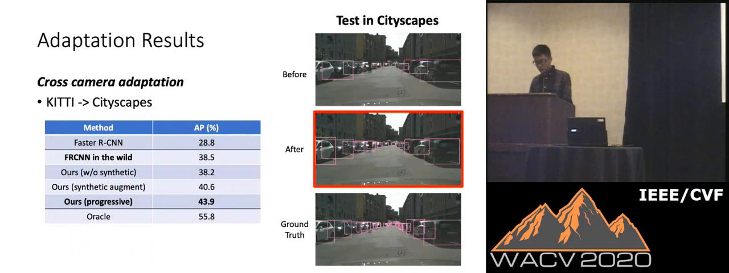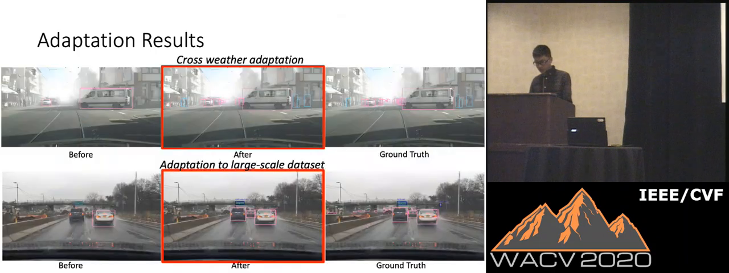Finally, we show that our method can achieve state-of-the-art performance on several adaptation scenarios. First is cross-camera adaptation, where we have a 5% improvement. On the right, we can see that our adapted detector is able to detect the harder cases, like occluded vehicles and further away ones. Here are some additional results on the other two tasks.